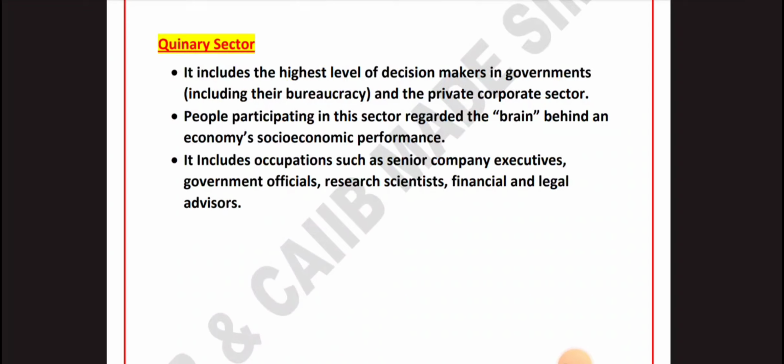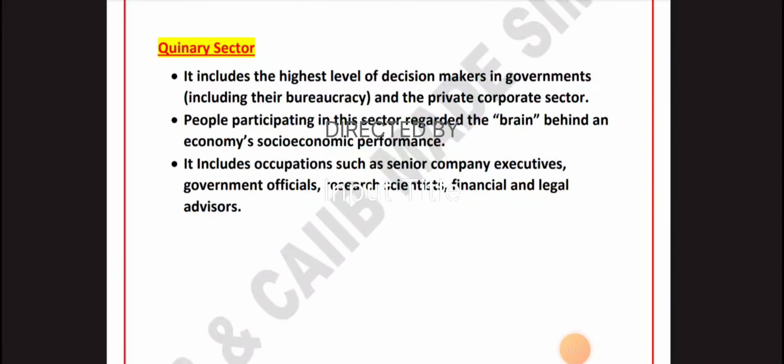Now let's discuss each and every portion. The first we talked about is senior level executives. Who are senior level executives? Senior company executives are individuals who hold high level positions in companies, such as CEO, CFO, CMO. They make strategic decisions for the company and are responsible for its overall success. The next is government official. Government officials at the highest level, such as president, prime minister, cabinet minister.